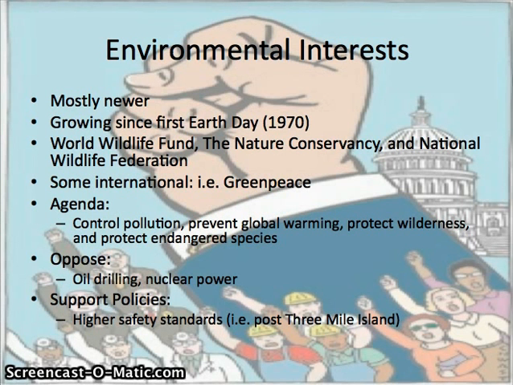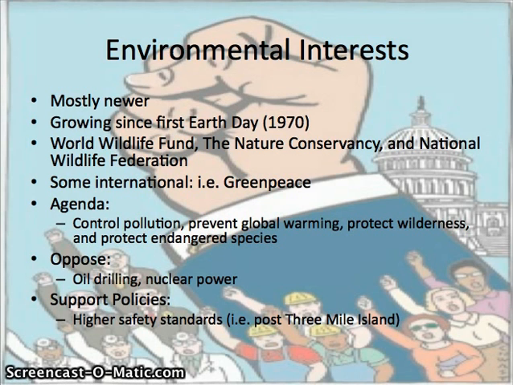They also sometimes push for policies that involve higher safety standards, and one of the most prominent examples of that is after the 3 Mile Island disaster. It wasn't a complete meltdown, but it was a nuclear power kind of crisis, and because of that scare, environmental interest groups were able to explain how important it is to have high safety standards with nuclear power.